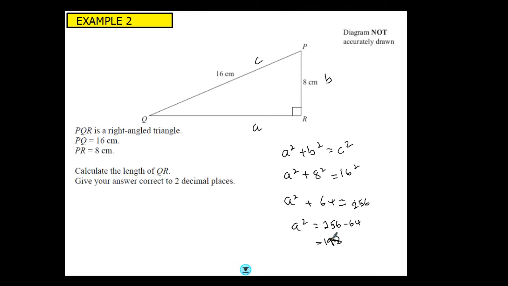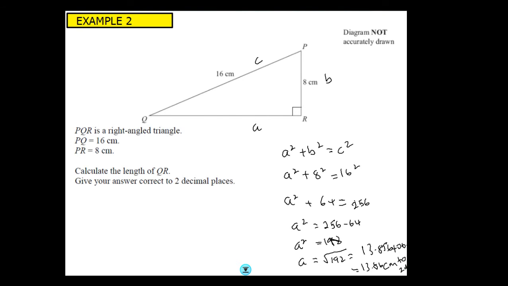So all we need to do now is square root both sides to get our final answer before we round it, which is 13.8564064. Obviously this must be less than that length, so if it comes out more then you've done something wrong. We've got to round this to two decimal places. So it's 13.86 because the third digit after the decimal point is a 6, so it's 13.86 centimeters to two decimal places.